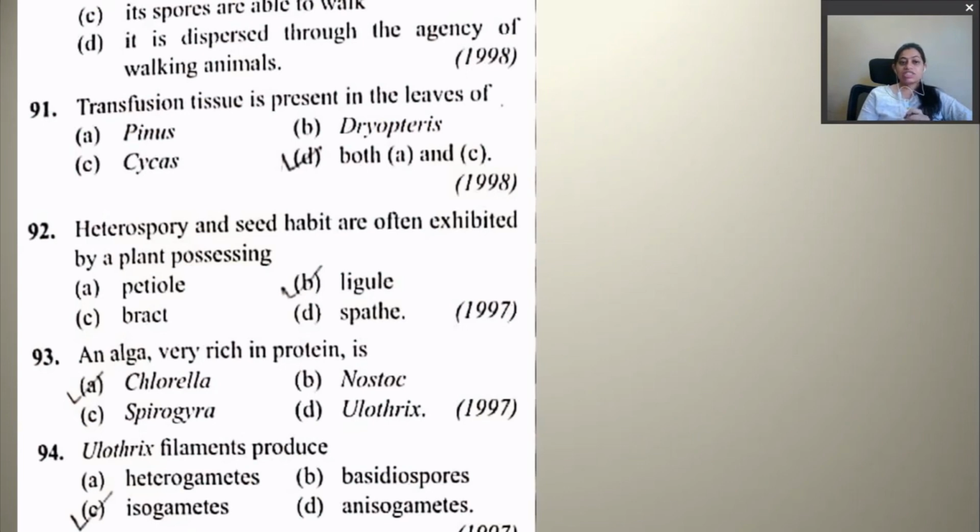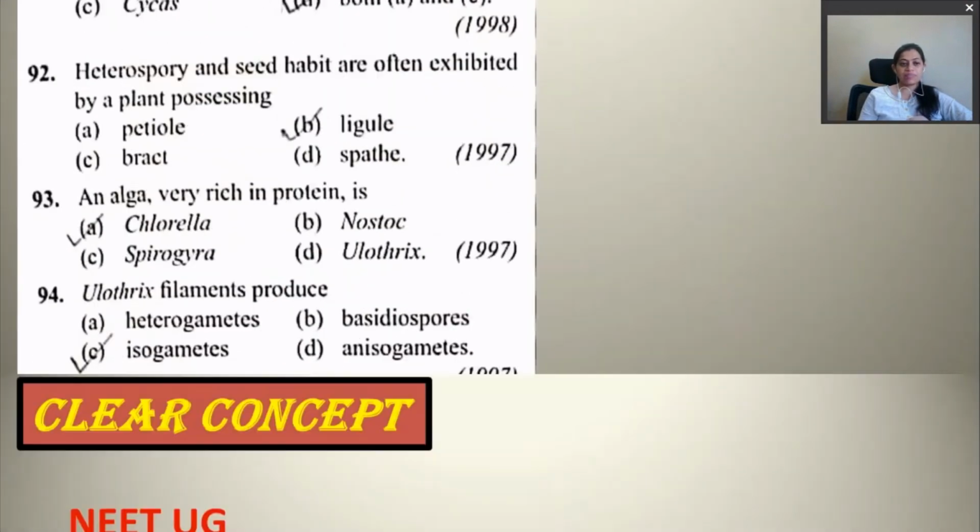An alga very rich in protein is Chlorella, Nostoc, Spirogyra, Oedogonium. So it is Chlorella. Ulothrix filaments produce heterogametes, basidiospore, isogametes, and akinetes. So they produce isogametes. So right option is C.